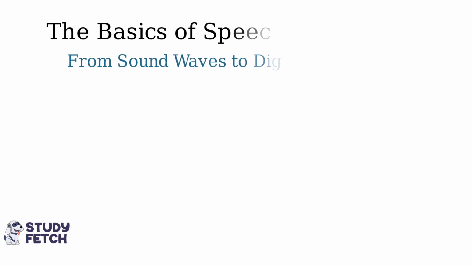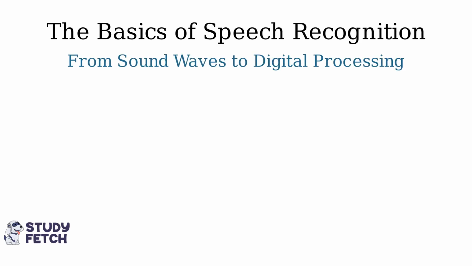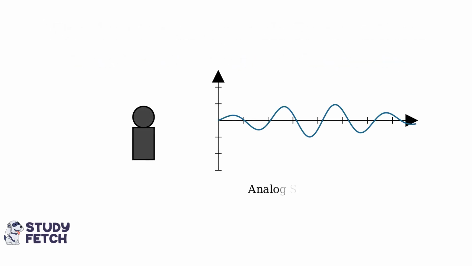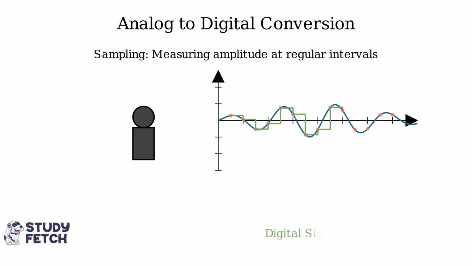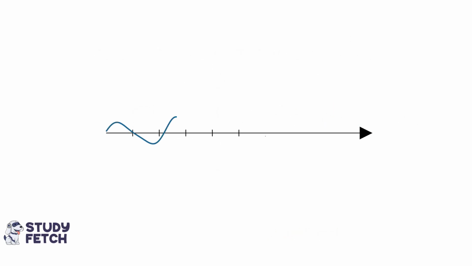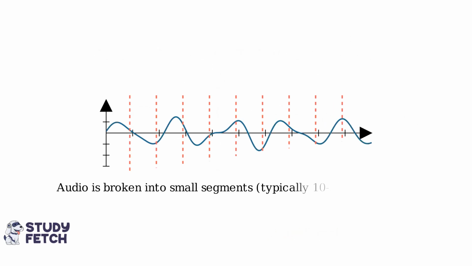This video explores the fundamental processes that make speech recognition possible. Speech recognition begins with capturing sound waves through microphones. These analog sound waves are converted into digital signals through a process called sampling. The digital audio is then broken down into small segments, typically milliseconds in length.